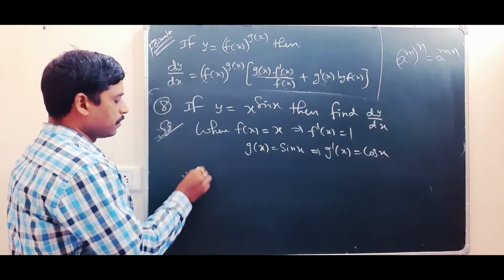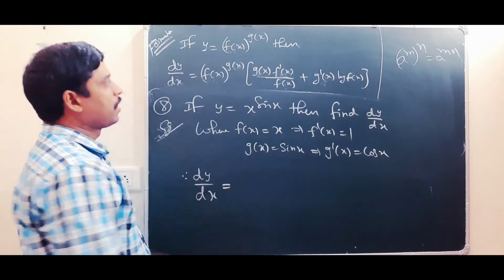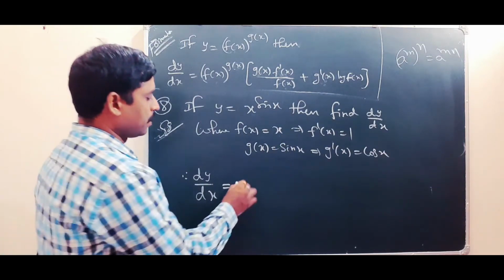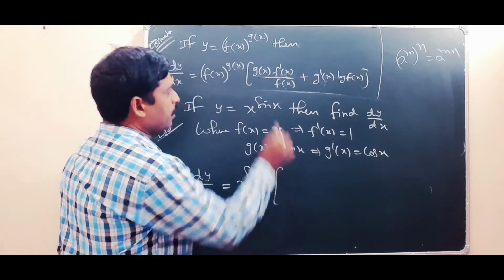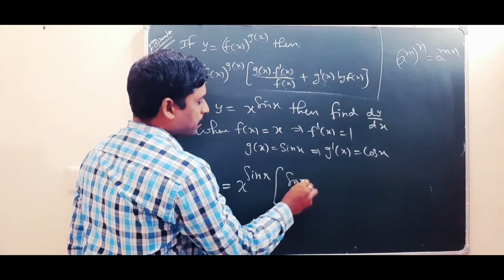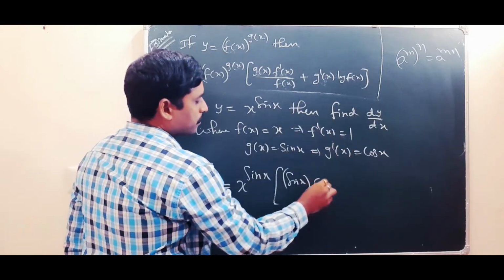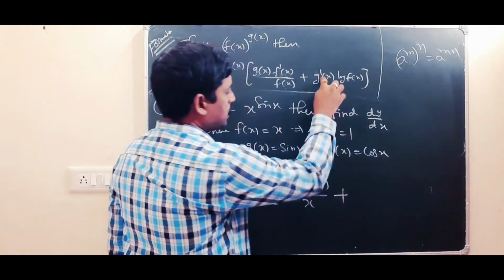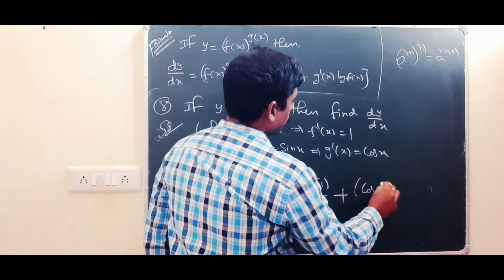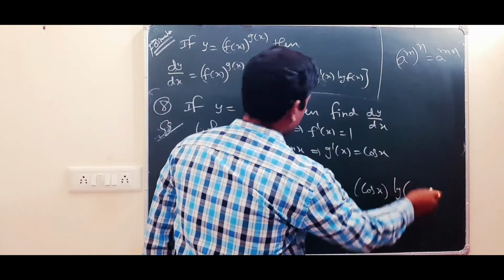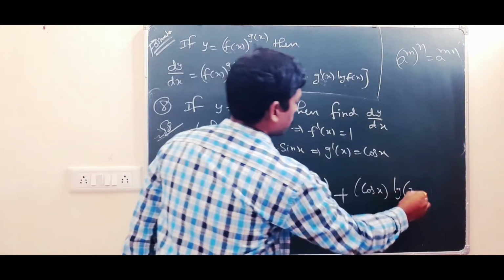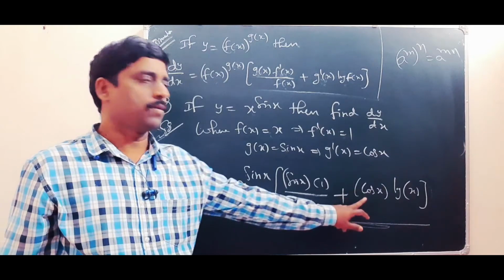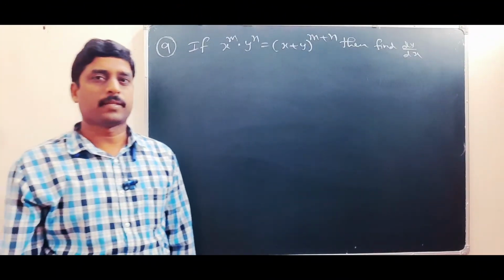So what is the formula? dy by dx is equal to f of x power g of x, where f of x is x and g of x is sin x. So x to the power sin x into [g of x, sin x, f dash x value 1, where f of x is x], plus g dash x, cos x, into log f of x, log of x. Okay, this is the answer: x to the power sin x into sin x by x plus cos x into log x.